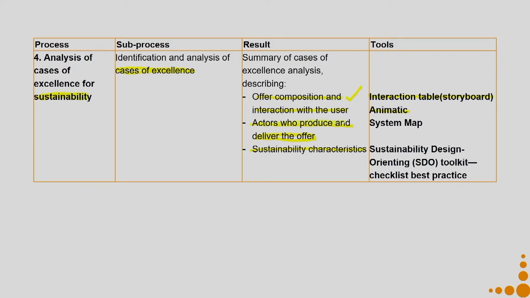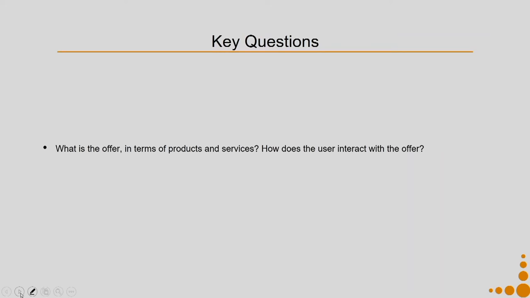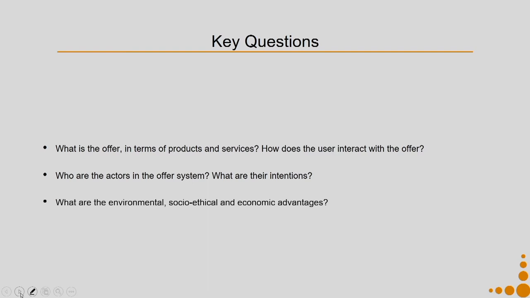To understand the actors who produce and deliver the offer and how they do it, we create a systems map. In order to understand the sustainability characteristics, we will go through a tool called the Sustainability Design Orienting Toolkit. So the key questions in this particular step are: what is the offer in terms of product and services of these cases of excellence? How does the user interact with the offer? Who are the actors in the offer system? What are their intentions? What are the environmental, socio-ethical and economic advantages?